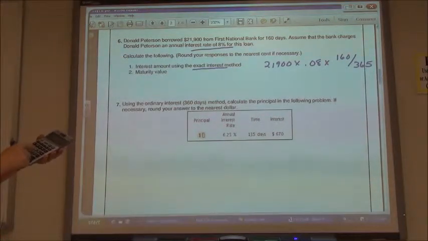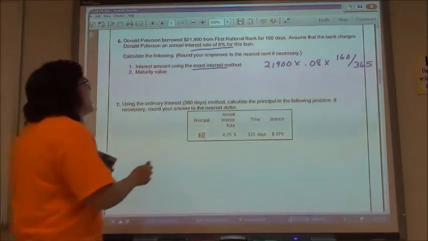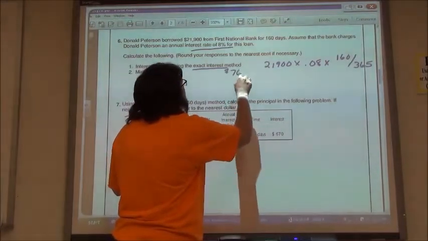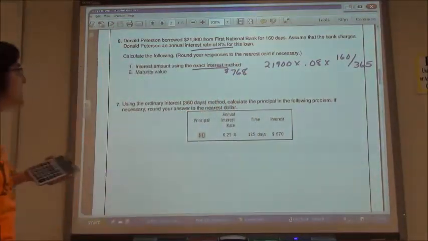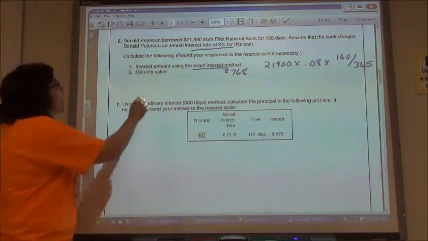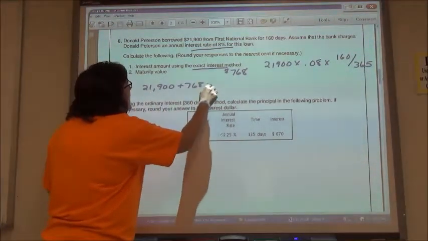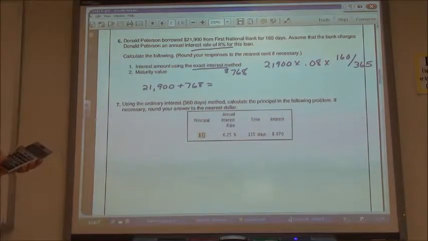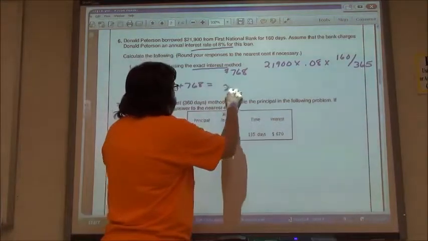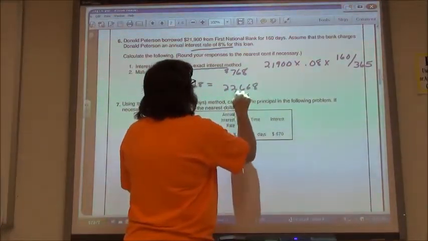So 21,900 times 0.08 times 160 divided by 365. So I have $768 in interest. Maturity value then, my loan was for $21,900. My interest is $768. So if I add those, I get $22,668.